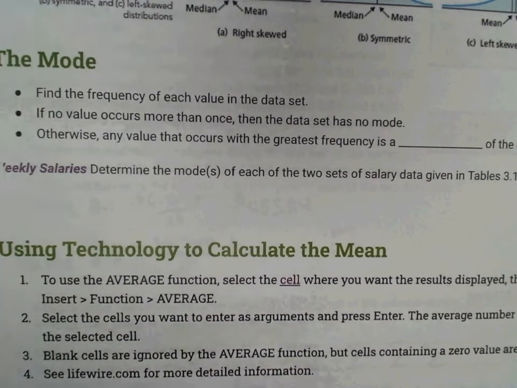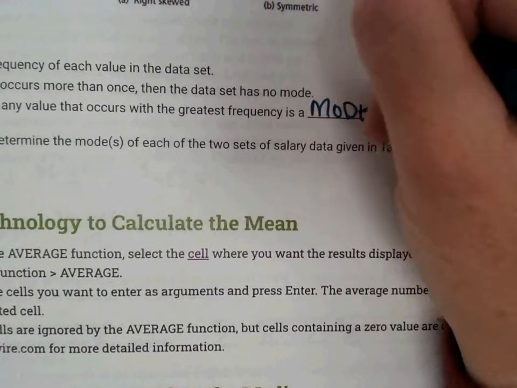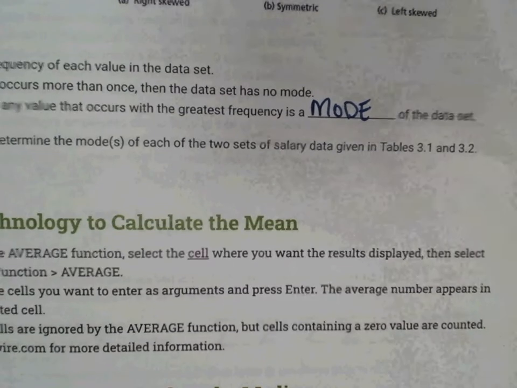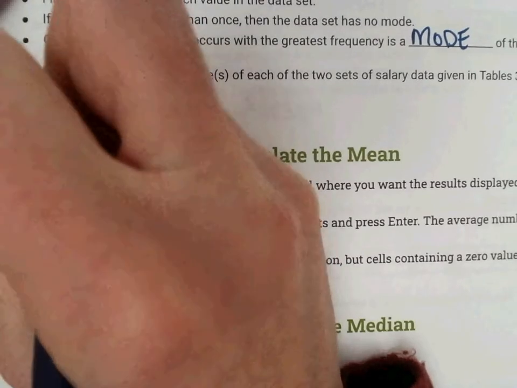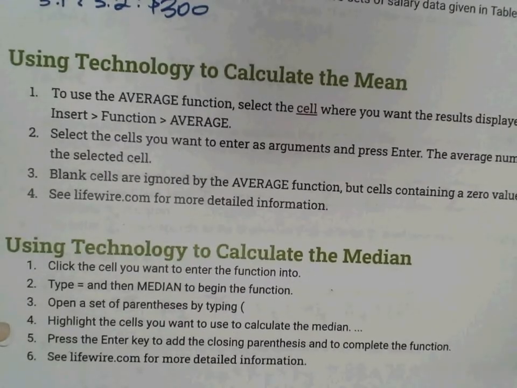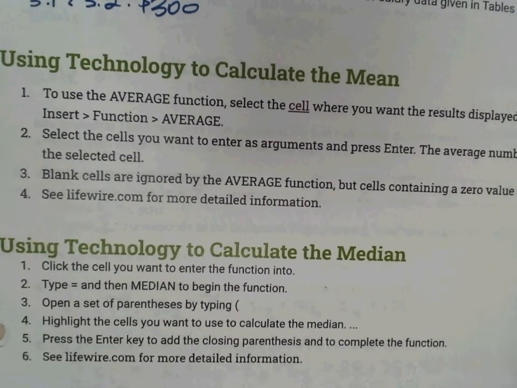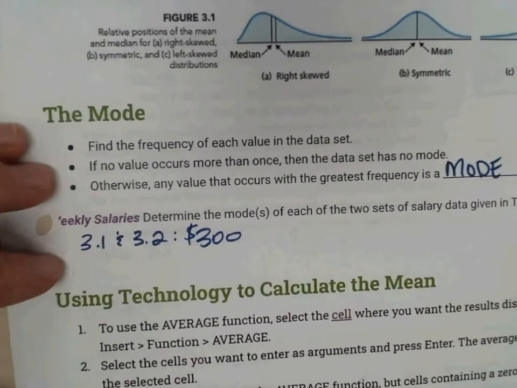The mode is the one that occurs the most often. So you start with finding the frequency of each value in the data set. If no value occurs more than once, guess what? No mode. Otherwise, any value that occurs with the greatest frequency is a mode of the data set. I like the mode. I feel real comfortable with the mode. It's pretty easy, straightforward. Determine the modes of each of the two data sets of salary data given in tables 3.1 and 3.2. 3.1 and 3.2 are the same mode. What is it? $300. Okay, that was obvious. We wrote it down lots of times.